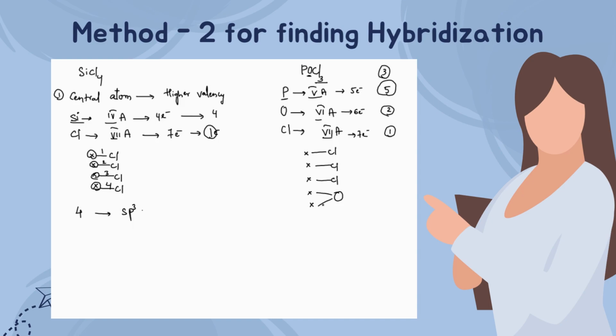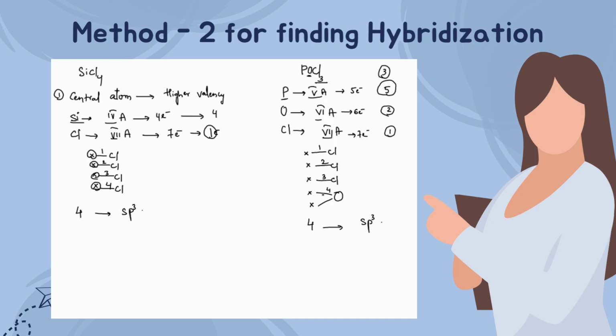Now we need to count single bond as 1, single bond as 1, single bond as 1. Altogether there are 3 single bonds. And we need to count the double bond together as 1. So this whole thing is one bond, which relates to number 4. So altogether in POCl3 there are 4 bonds, which is equal to sp3 hybridization again.